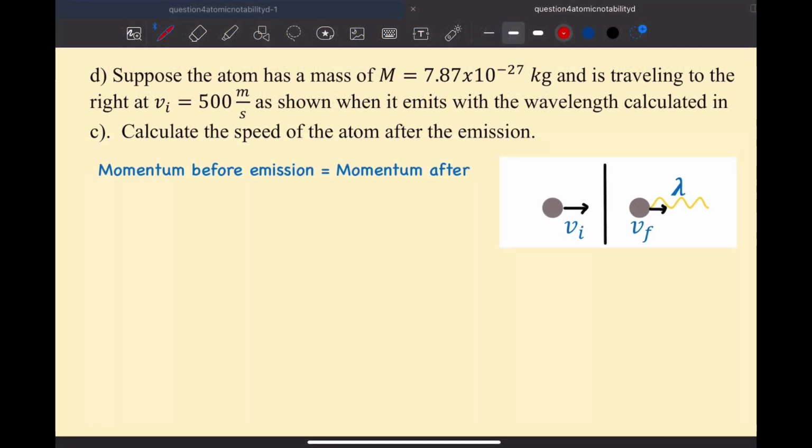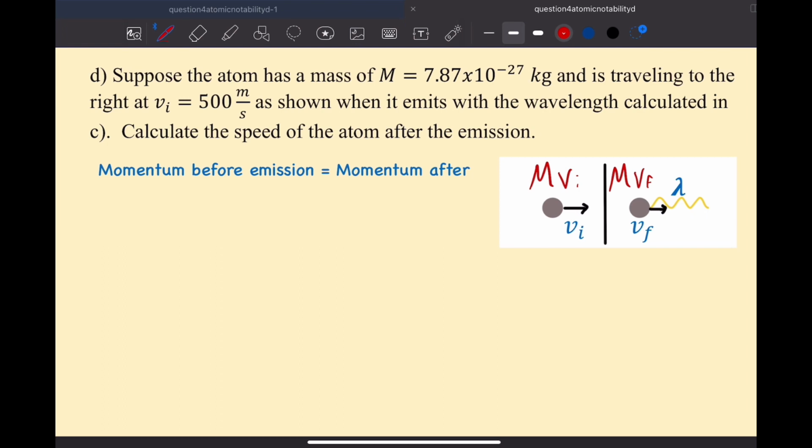Part D involves an atom, which emits the photon from part C. It emits it in the same direction it's going, which is to the right, and as a result, it's going to slow down. Because the atom and the photon are a system with no external forces, momentum is conserved in this case. So before, when the atom is moving, it has a momentum of mass times its initial velocity. Afterwards, it has a momentum of mass times a slower final velocity.